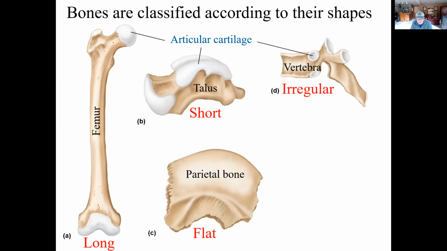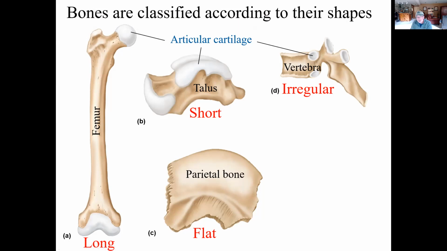Irregular. These come in a variety of shapes. But when I think of irregular bones, I think of the vertebrae. I also think of many of the facial bones. The sphenoid of the skull, that's a pretty irregular bone. The zygomatic, the vomer, these are just very bizarrely shaped bones.